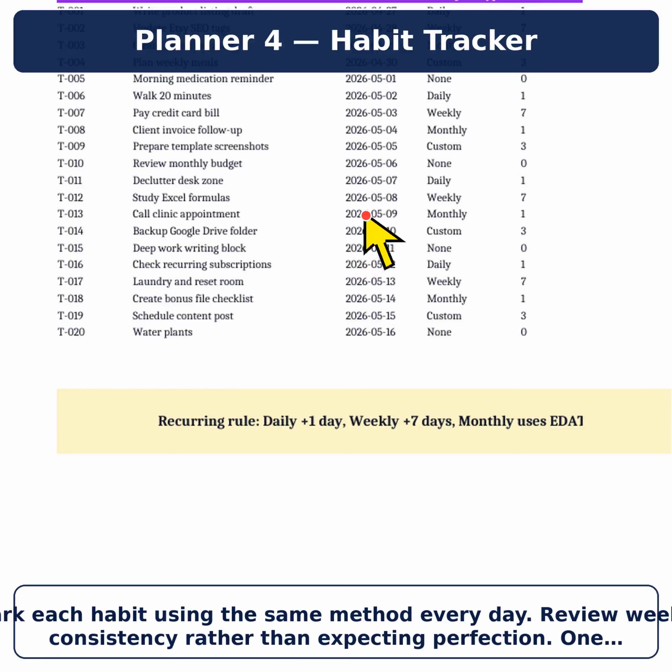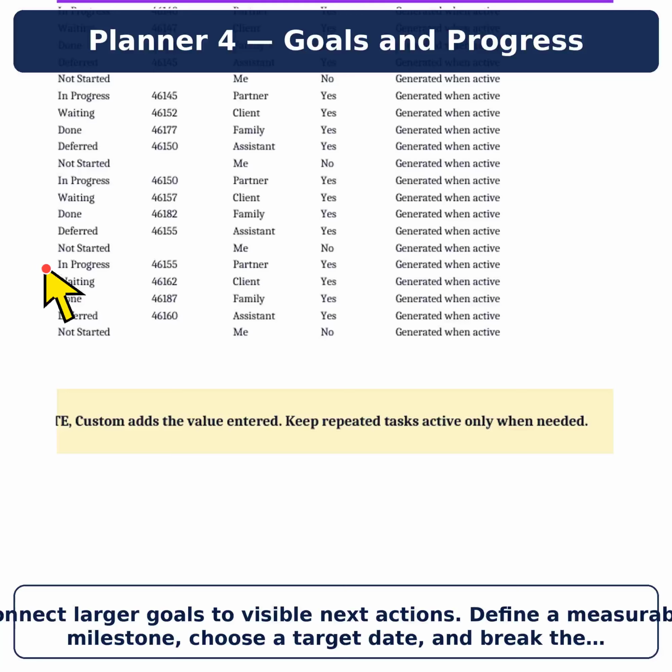To choose among the 4 planners, use Planner 1 for many connected project views. Use Planner 2 for a straightforward task tracker and dashboard. Use Planner 3 when auto-scheduling, energy, time blocks, and focus support are most important. Use Planner 4 when you want tasks, habits, routines, streaks, and goals in one connected system. Choose one primary system rather than maintaining all 4 at the same time.